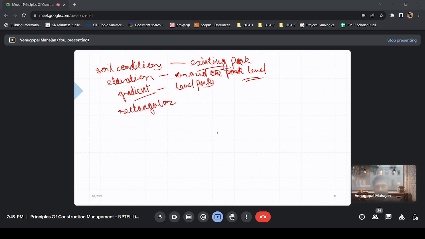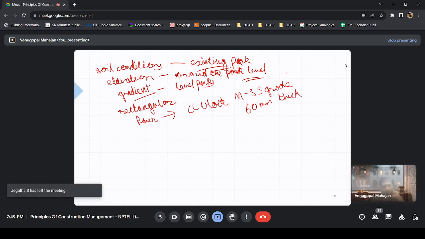The quality of the paver block. You are the engineer, you decide, or I will give it to you. Use CC block of M35 grade and 60 mm thick. What else? Cost of brick. For cost, I would provide you with the schedule of rates.